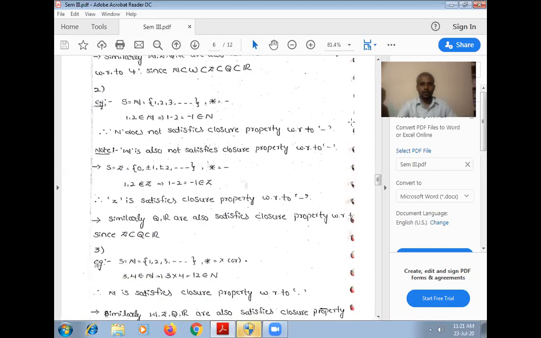Now go to another number system. After W we get the number system Z. So let's consider S equal to Z, and here also star is considered as minus. So now 1 minus 2 equal to minus 1. So here minus 1 belongs to Z. Z contains negative and positive values including 0. So minus 1 belongs to Z. So now Z satisfies closure property with respect to minus.